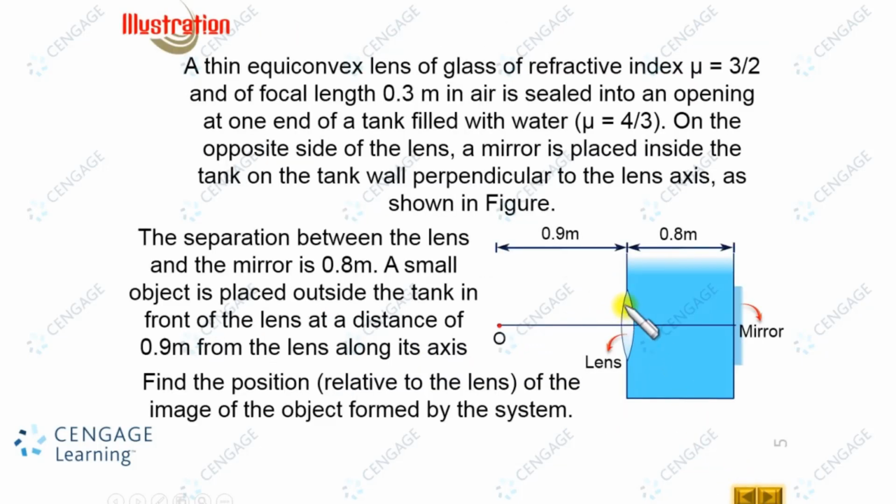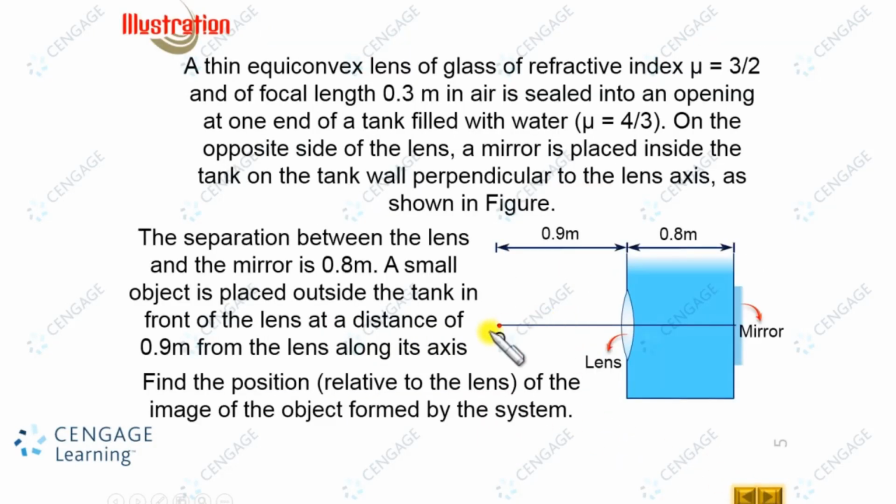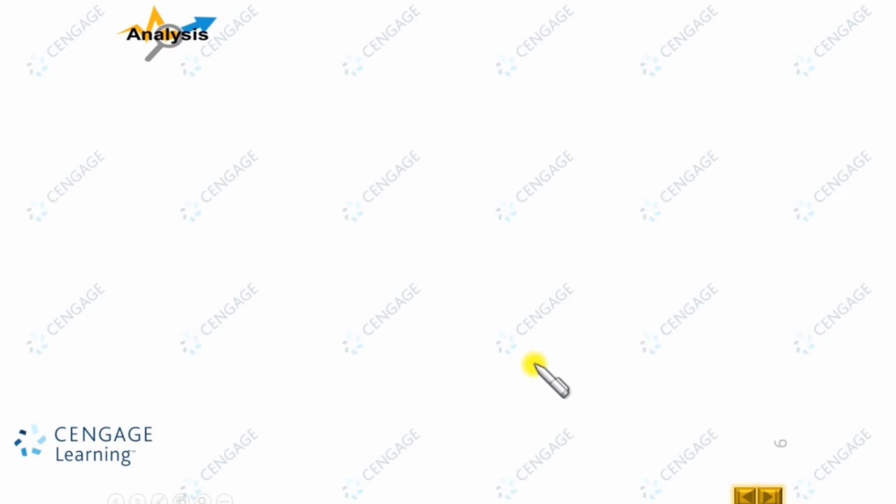For this purpose we need to find the radius of curvature of the lens, and in the question we are given an equiconvex lens. That means the radius of curvature of both sides will be the same, and the lens has refractive index 3/2 and focal length 0.3 meter in air. That means from the lens maker formula we can find the radius of curvature, and the radius of curvature can be substituted here to get the image position formed by this lens. Okay, so let us first calculate the radius of curvature of this equiconvex lens.